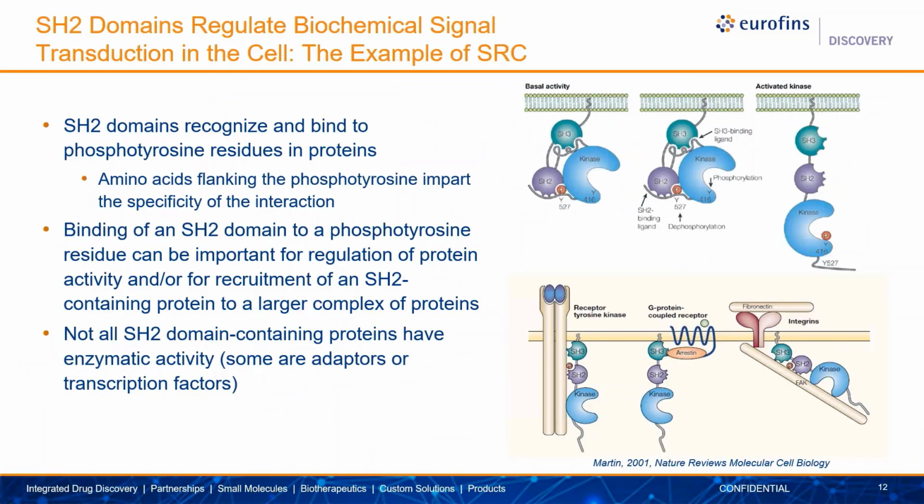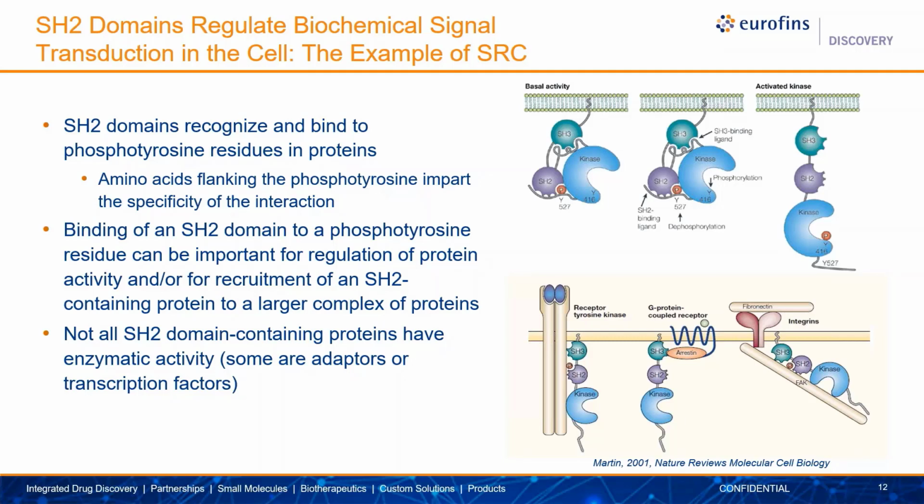SH2 domains act as protein-protein interaction domains through binding of phosphotyrosine residues on target proteins. The selectivity of the interaction is imparted by the flanking amino acids surrounding the phosphotyrosine residue on the recognized protein. The function of the SH2 domain is context dependent.